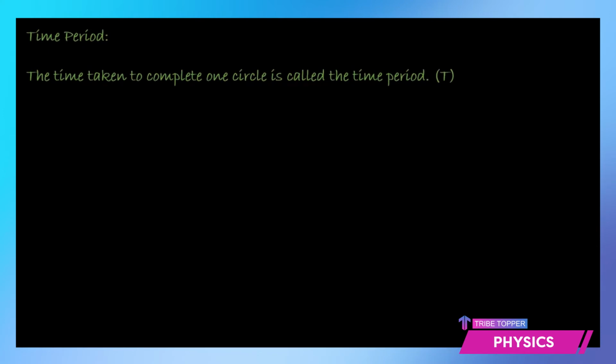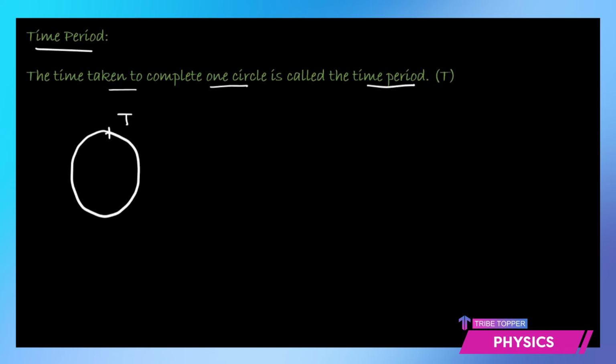Another thing that we need to know here is the time period. Time period is very important. It's the time taken to complete one circle. We always denote it as capital T. Do not mix it with small t, because small t represents any instant, but capital T always represents the time period of a circle or a revolution or an oscillation. So you start from here, complete a circle that takes a time T seconds, then that is the time period.